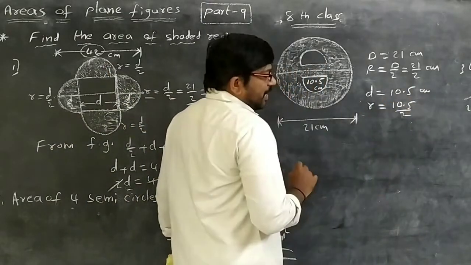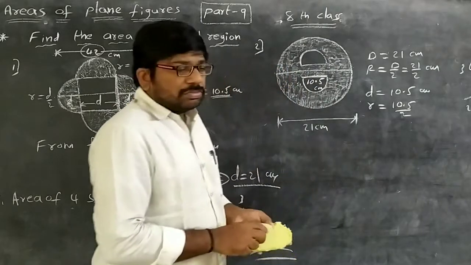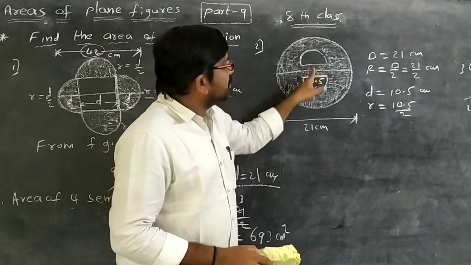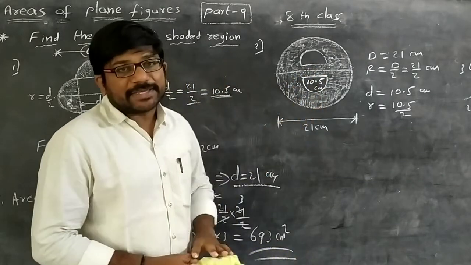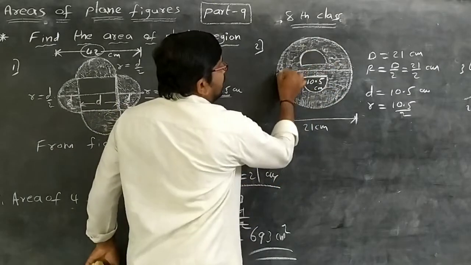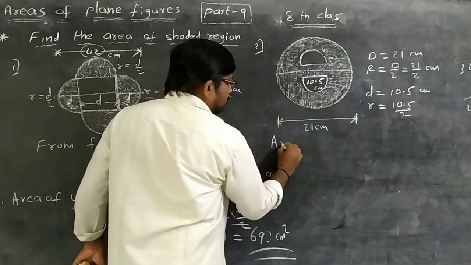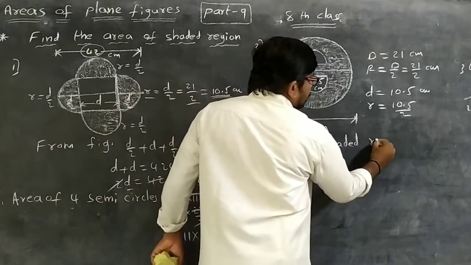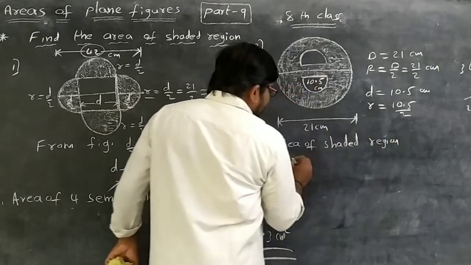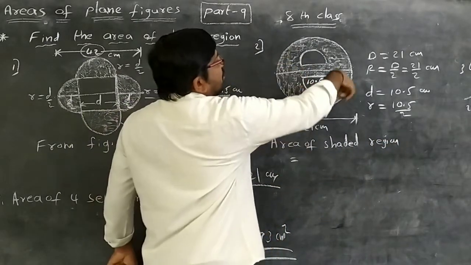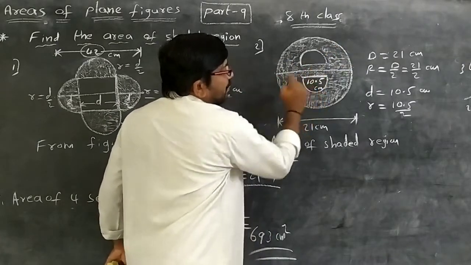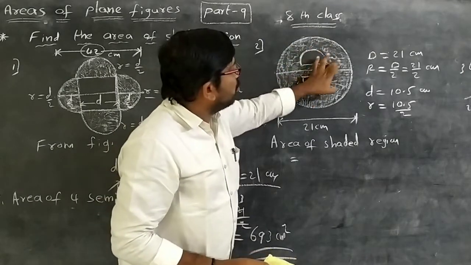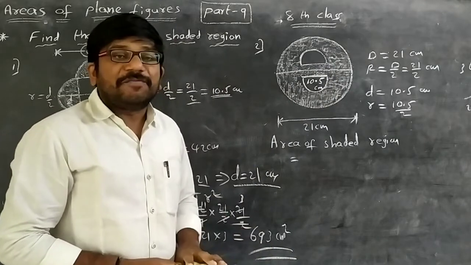So we know the radius of the large circle and the radius of the small semicircles. These 2 small semicircles give 1 circle, right? Now, the area of the shaded region. Area of shaded region is equal to area of large circle minus area of 2 semicircles. So if we subtract these 2 semicircles, we get only the shaded region, right? Like the area of a ring, right?